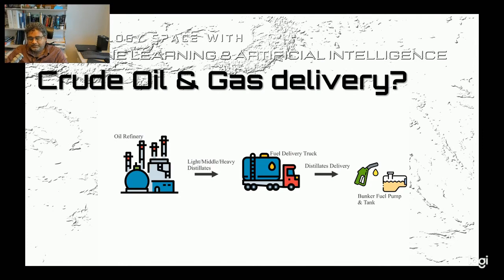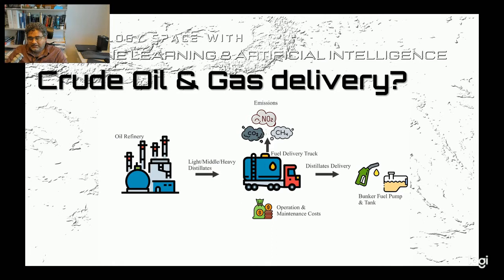So this delivery process can happen in land-based transportation systems as well as ocean-based transportation systems. Here I am representing a fuel delivery truck as the main transportation system for this distillate delivery. During this process, these vessels will deliver emissions into the environment. And then this delivery process will also be associated with operation and maintenance cost.